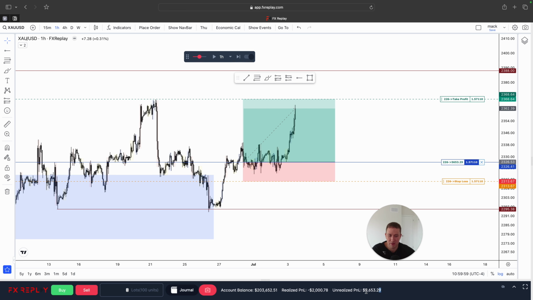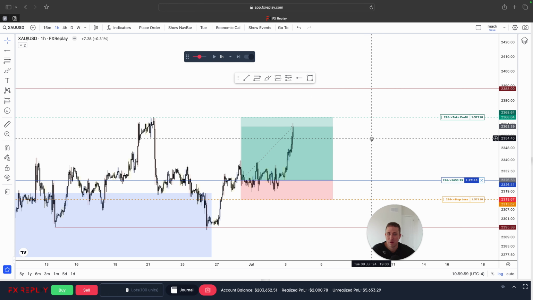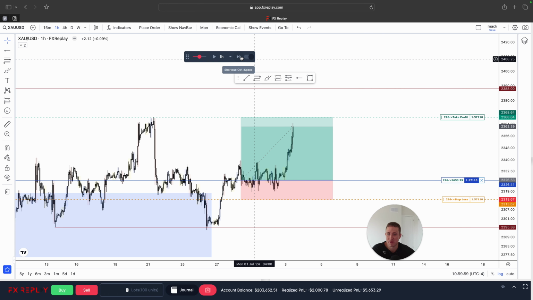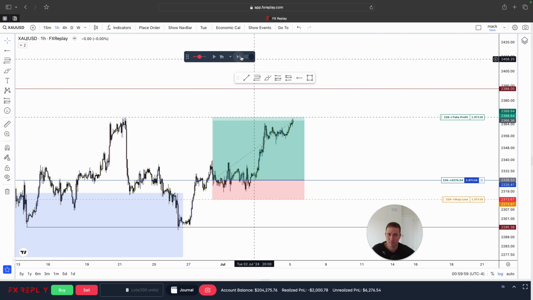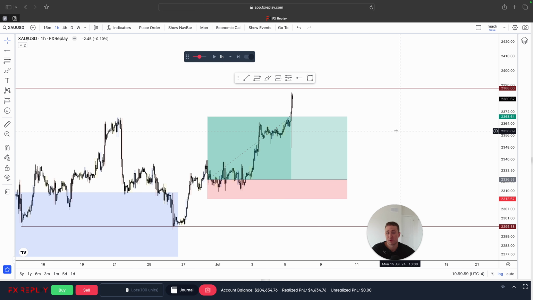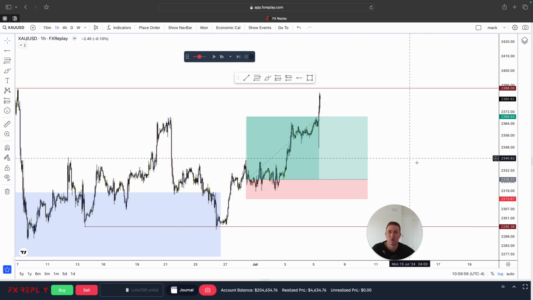You can see the P&L. So it's nice to see that we are up on this bad boy. And let's see if it hits take profit. Sweet. Cool. So we hit take profit on this trade. Beautiful.